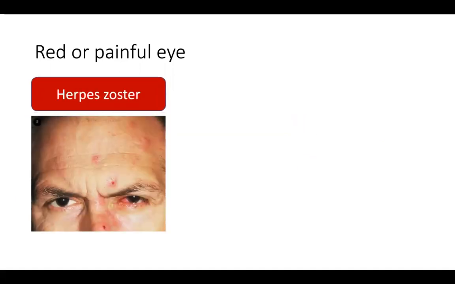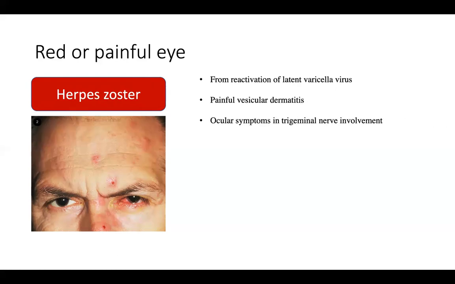Herpes zoster results from reactivation of latent varicella virus infection. It causes a dermatomal pattern of painful vesicular dermatitis. Ocular symptoms can occur after zoster eruption in any branch of the trigeminal nerve, but they are particularly common when vesicles form on the nose, reflecting nasociliary or V1 involvement called Hutchinson sign.